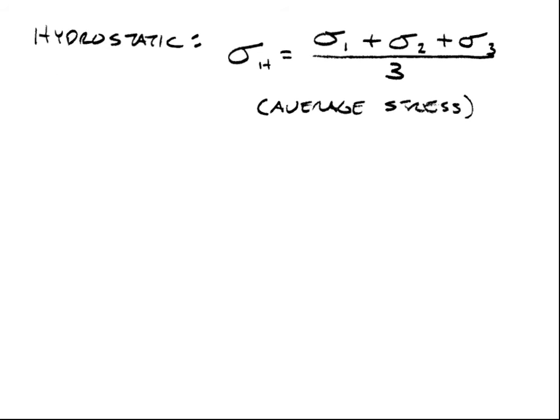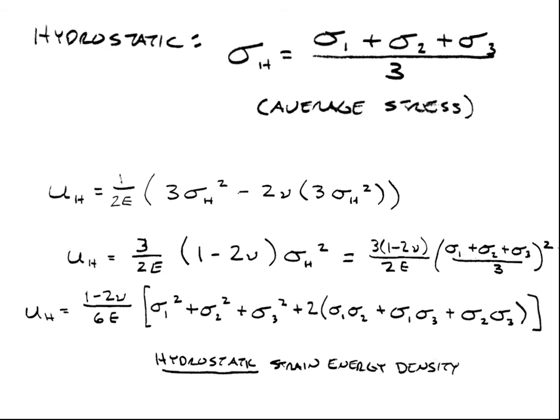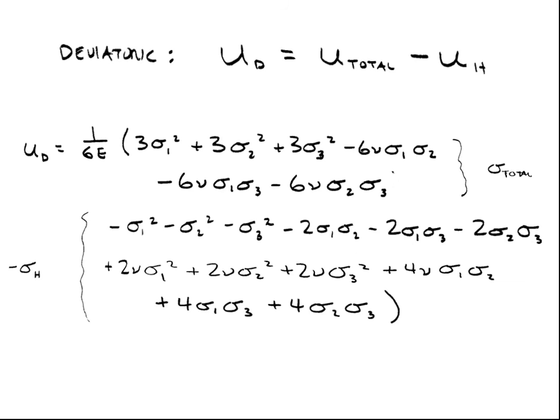Now for the hydrostatic, we said the average stress is the average of sigma 1, sigma 2, and sigma 3. And so if we write the strain energy for that, again, I'm not going to spend a lot of time on the algebra here, but we end up with a strain energy density that we'll call U sub h, which is only due to the hydrostatic component. Okay, so we have the total and the hydrostatic. So to find the deviatoric portion of that, we take the total strain energy and subtract the hydrostatic strain energy. And again, that's all shown there.